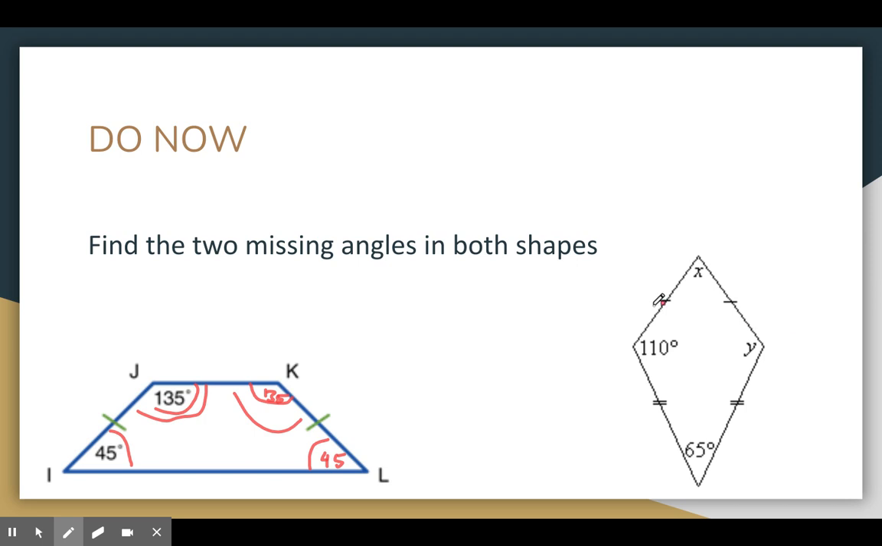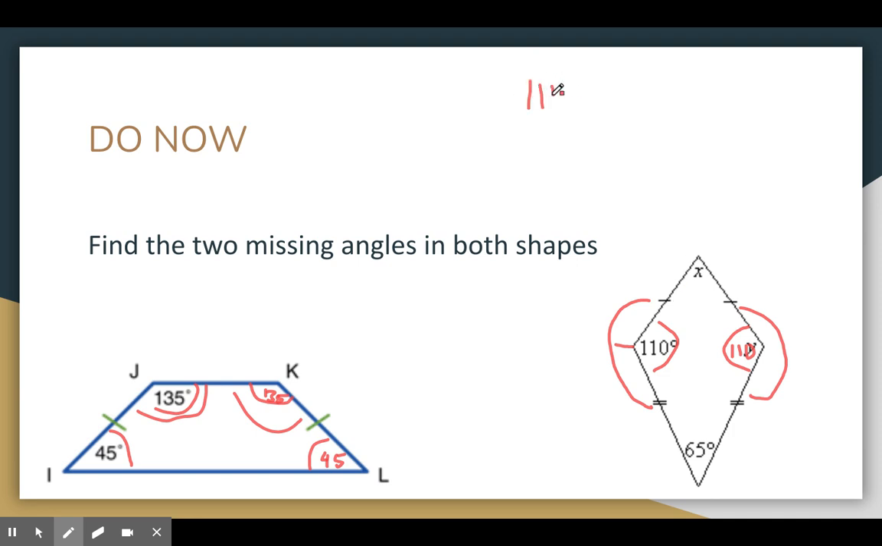In a kite, remember the congruent angles are in between the non-congruent sides. So here are your non-congruent sides, which means that this is the congruent angle. These are the non-congruent sides, which means this is your congruent angle, which means this angle is 110. And now we have 3 of the given angles out of the 4.